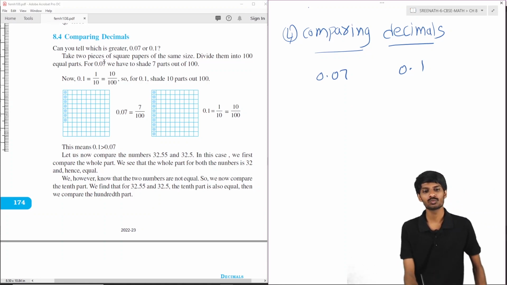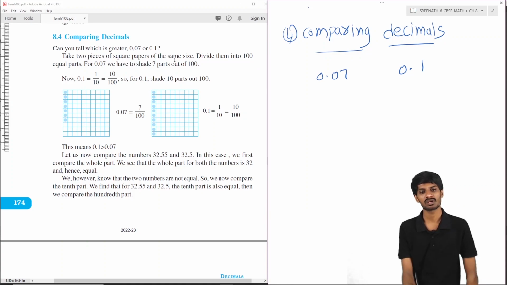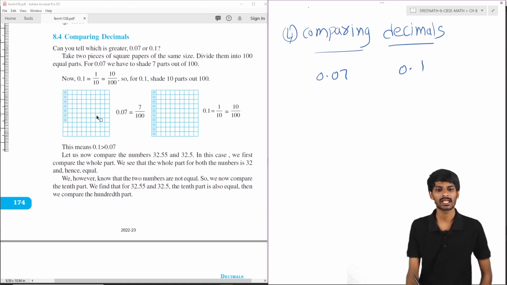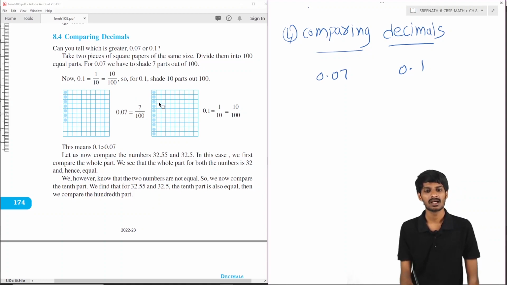Suppose we take two pieces of square paper of the same size, students. We have taken two square pieces for 0.07 and 0.1. We divide them into 100 equal parts. For 0.07, what do we have to do? We have to shade 7 out of 100.